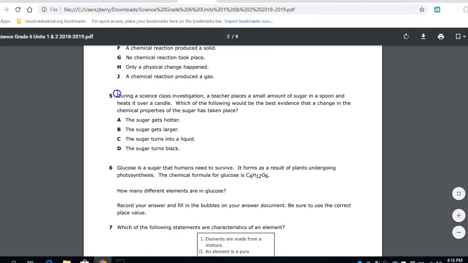Number 5. During a science class investigation, a teacher places a small amount of sugar in a spoon and heats it over the candle. Which of the following would be the best evidence that a change in the chemical properties of the sugar has taken place? Is it A, the sugar gets hotter? Is it B, the sugar gets larger? Is it C, the sugar turns into a liquid? Is it D, the sugar turns black?